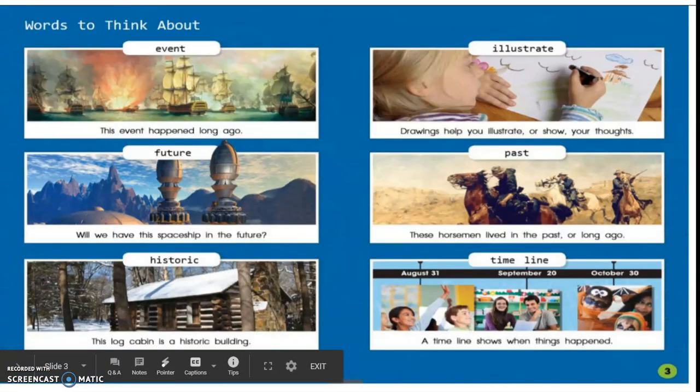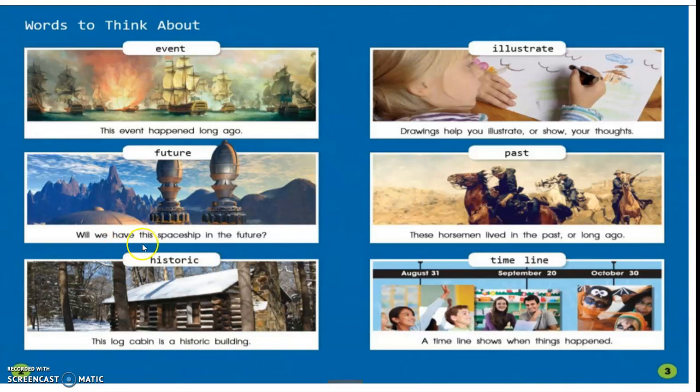All right, let's see what we're going to learn. It says words to think about. An event. What is an event? This event happened long ago. So an event is something that happened. And we put that on a timeline. Illustrate. Drawings help you illustrate or show your thoughts. We know those are pictures.